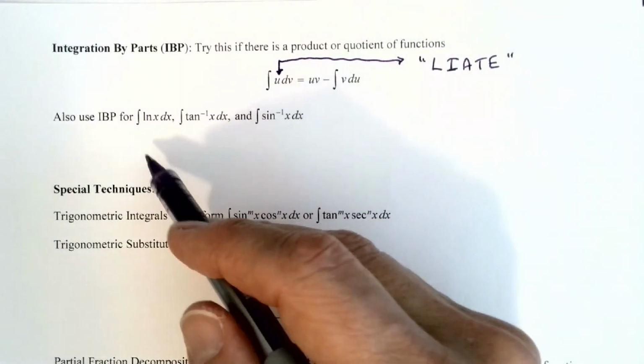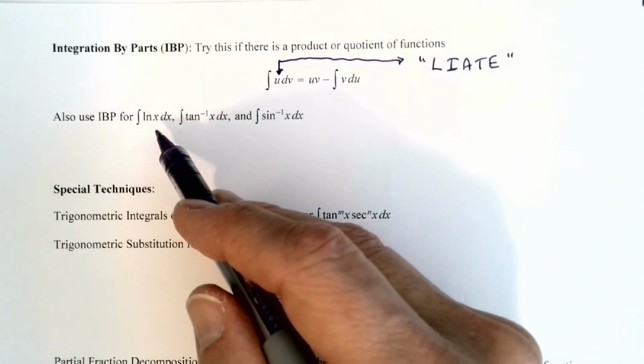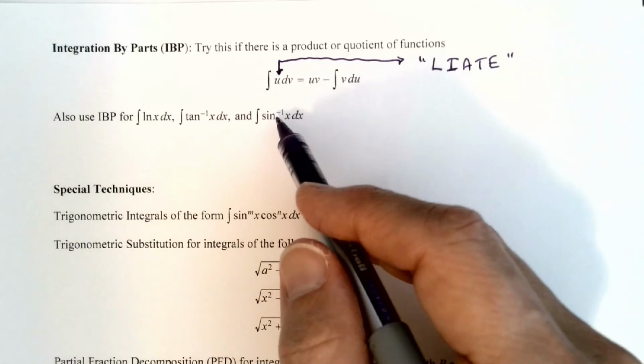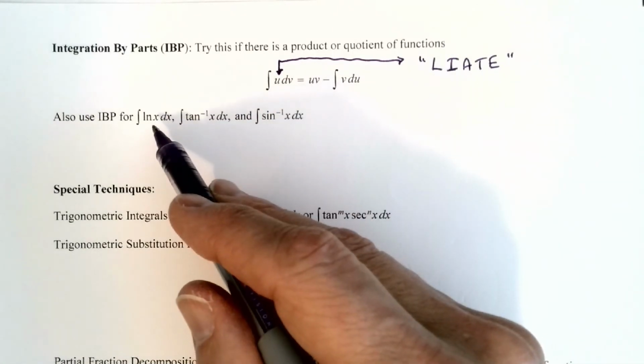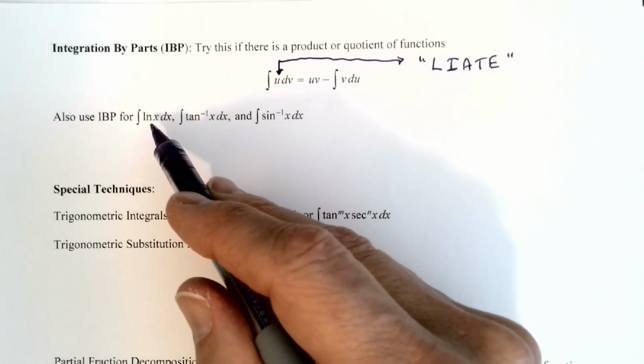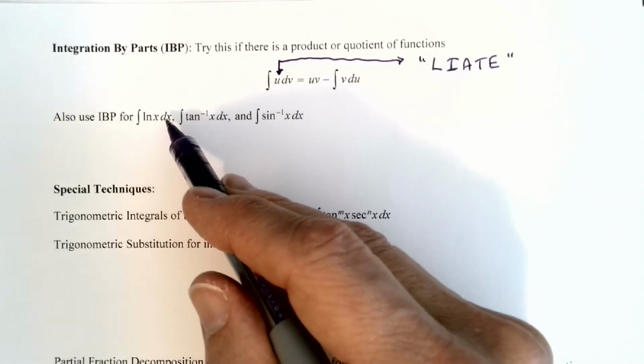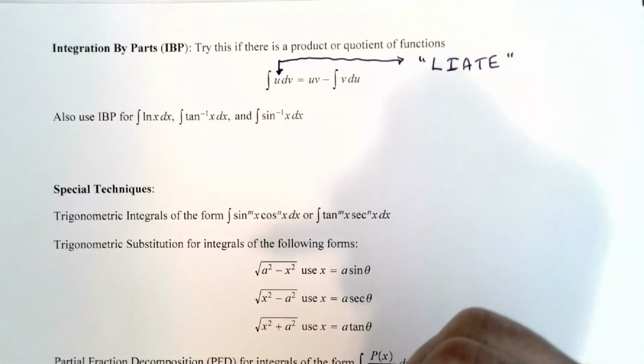Integration by parts is also good, we saw, for evaluating the integrals of these functions, right? We say there's no product here. Well, there actually is. If you choose u to be natural log of x, dv is just dx, and you can proceed with that.